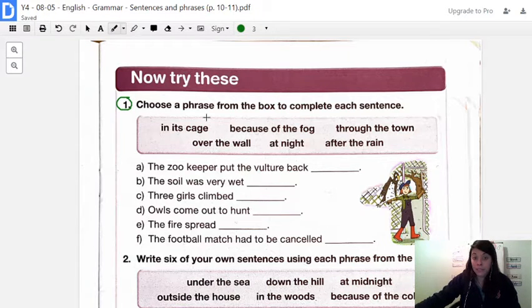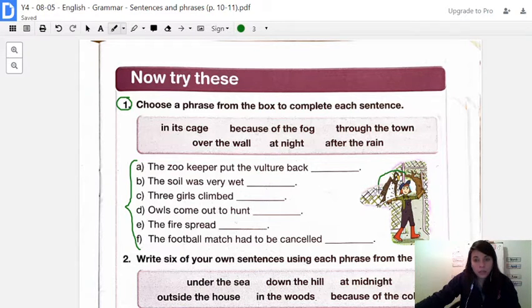Choose a phrase from the box to complete each sentence. So over here, you have some sentences that are missing a phrase. So let's read the phrases. In its cage, because of the fog, through the town, over the wall, at night, after the rain. So let's read letter A. The zookeeper put the vulture back.